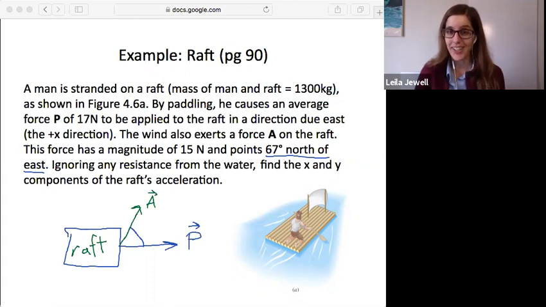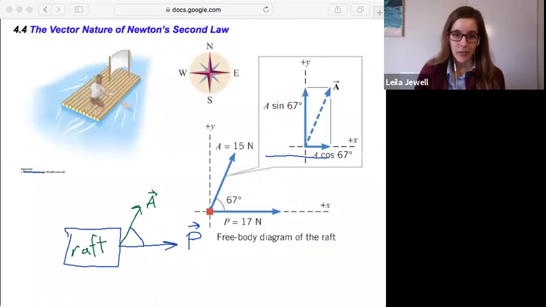All right, did you do that? Okay. So let's take a look at the free body diagram. The raft has been reduced down to this red square. We have P, that force pointing to the right, and A pointing up and to the right, as shown, and they're both pulling on the raft. That's how we draw it, even if technically the paddling is more of a push. That's okay. We also have drawn in the positive x and positive y directions here, the axis with the raft at the origin of the axis.